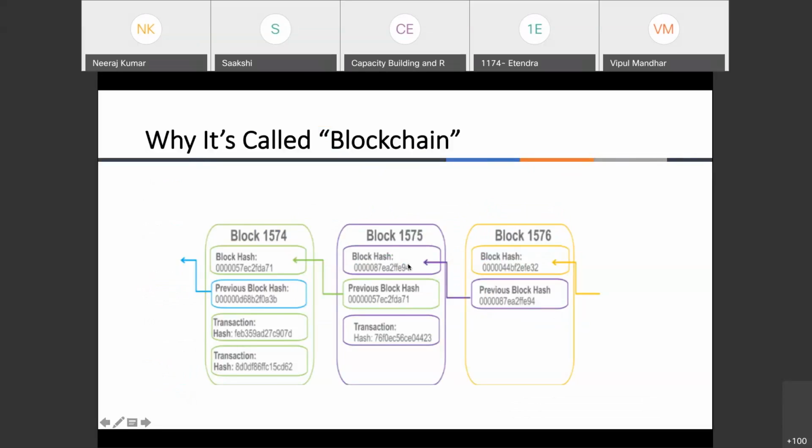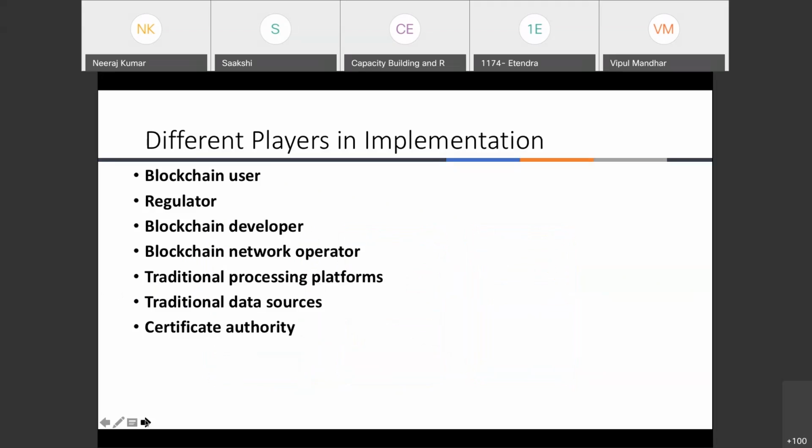So I'm dictating this point here, that if some attacker has to launch an attack on a particular block, then he has to change all the hash values of the next, preceding blocks. And in a particular chain there may be millions or billions of blocks, so it's very difficult for him to attack or compromise all the blocks in a blockchain. That's why it's a very safe and secure mechanism in blockchain networks.